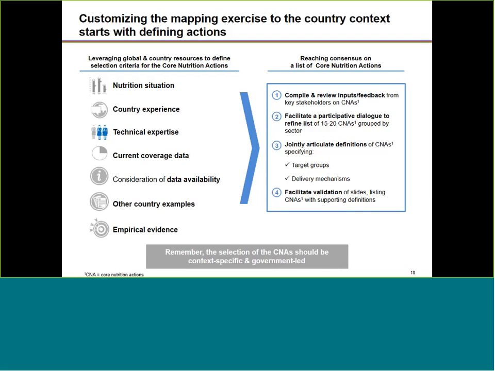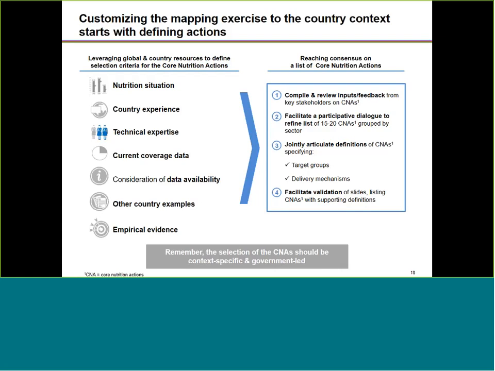Additional consideration should be data availability and whether an action can be mapped in the tool. Certain actions that do not directly reach beneficiaries, such as governance or other soft actions, cannot be mapped in the REACH tool. Other country examples of action lists can help a country formulate actions that are specific, technically mappable, and have a good balance of sectors.